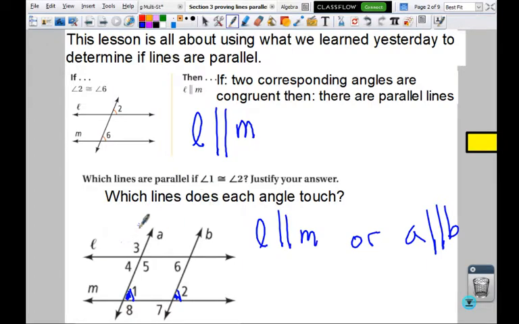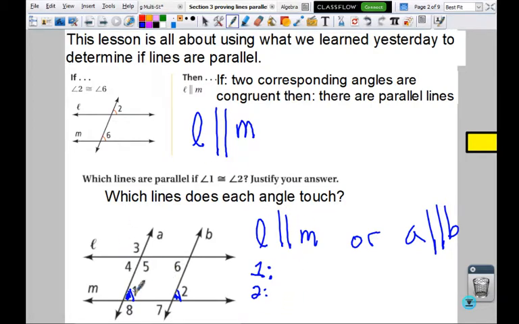Because, can L and A be parallel? No, it's got to be L and M. Those are the only two. Same thing, A and B are the only ones that can be parallel, because A touches L and M, so they can't be parallel there. So I'm going to look at angle 1 and angle 2. You might be able to just look at this and say what's parallel. That's fine. If you can't, that's why I'm doing this.